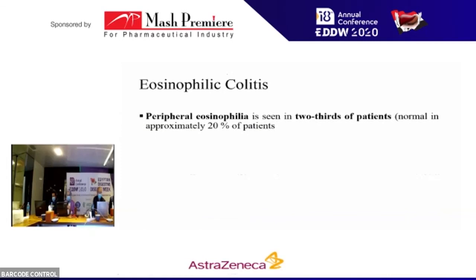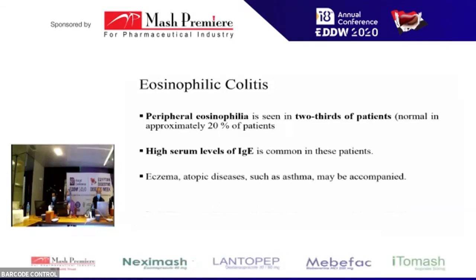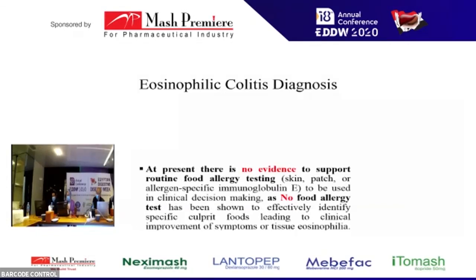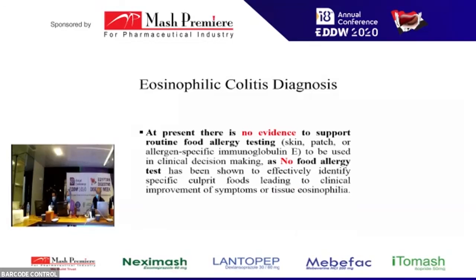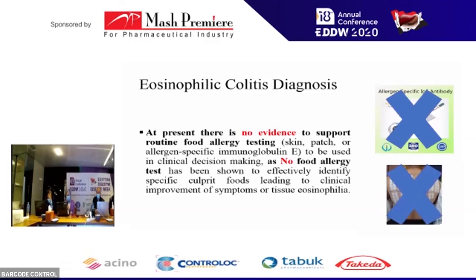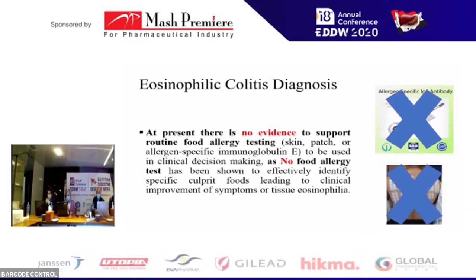Peripheral eosinophilia is common in up to 2/3 of patients. High serum immunoglobulin E is common, and also eczema and atopic disease such as asthma may be accompanied. There is no evidence to support routine food allergy testing, such as skin prick or allergen-specific immunoglobulin E, to be used in clinical decision-making, as no food allergy test has been shown to effectively identify the specific culprit foods leading to clinical improvement of symptoms or tissue eosinophilia.